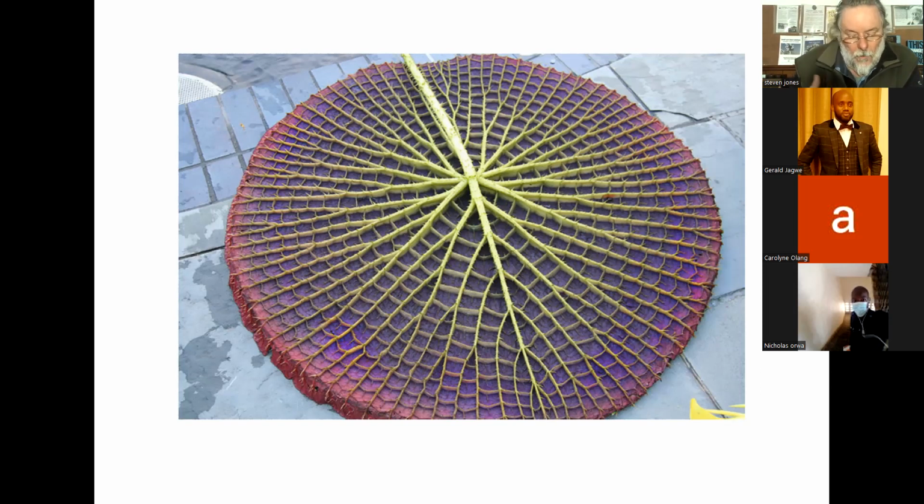So we can learn from that. We can look into that, and that's what we mean by learning from nature. Look at this very interesting material. Think about the function of the leaf, and think about how the form fulfills that function.